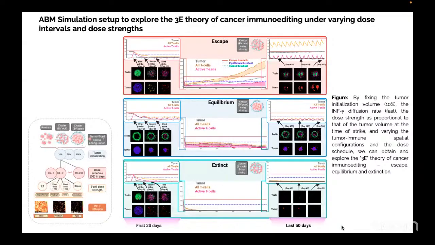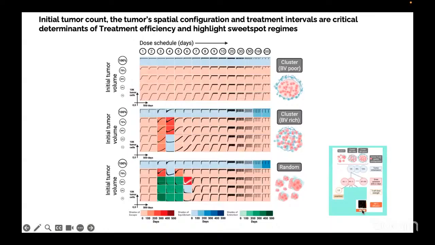So this is a flattened out version of what you actually saw on the last slide. Escape is the first panel, equilibrium in the second, and extinction in the last. And he's showing in the first half of that how the grid looks in the first 20 days and in the last 50 days. I also wanted to show a few more slides on the results. So for example, here, what you see in these subpanels are 3 different spatial configurations. And each grid over here is actually a summary, an average of 10 different simulations. So the first row, you have the tumor grid initialized to 100%, so it's at confluence, and you hit the tumor every day.